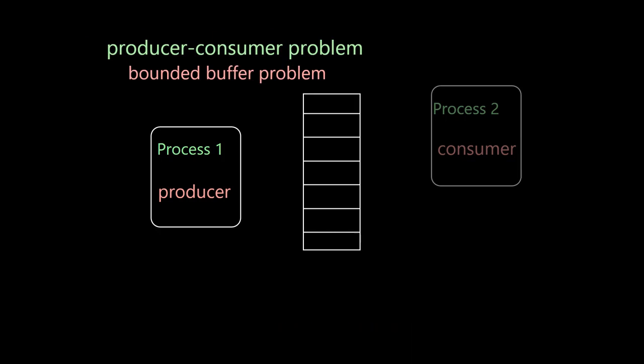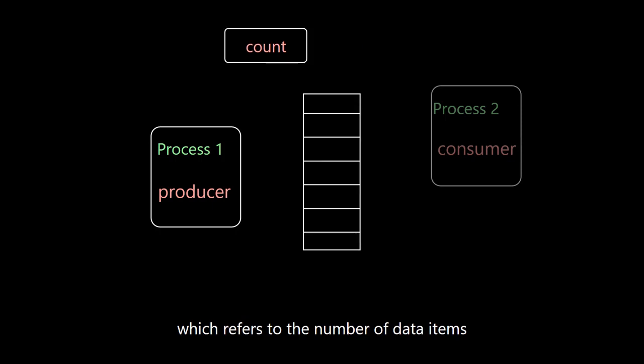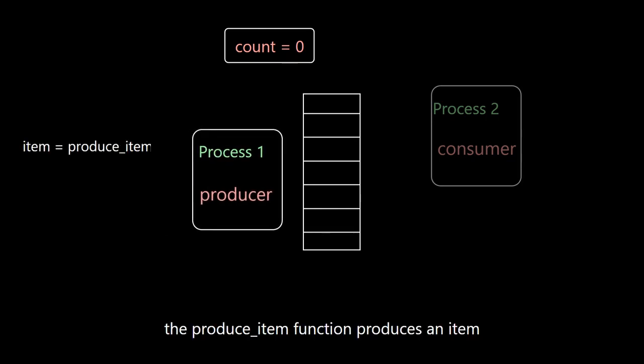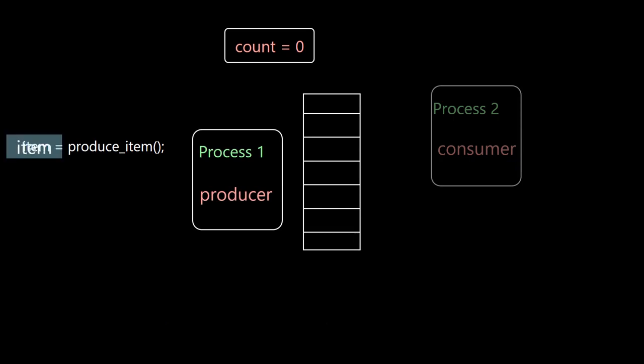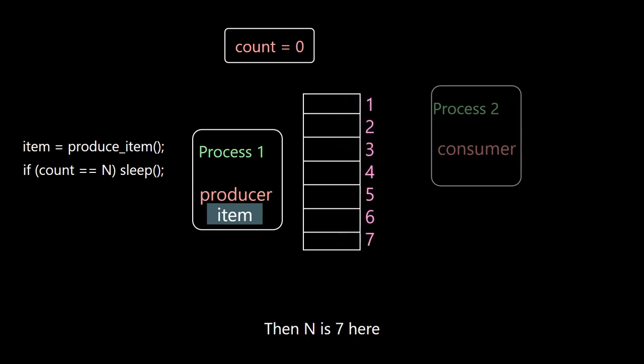This question seems simple, but in reality, there will be complicated race condition issues. First, we need a variable count, which refers to the number of data items in the current buffer. It is currently empty, so the count is 0. Let's look at the main C language code. The first is the producer. The produce_item function produces an item, then determines whether the current count is n, which represents the total number of items in the buffer. Here n is 7. Now count is less than 7, so there is no need to sleep.